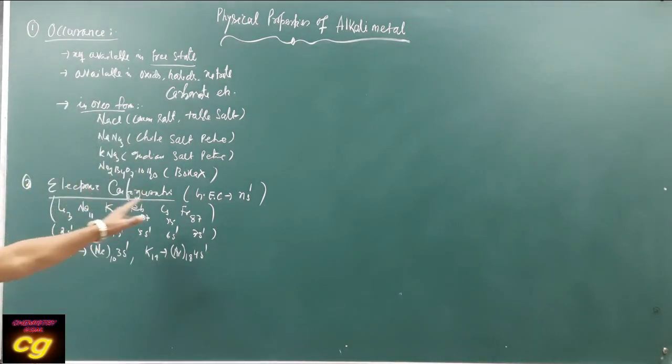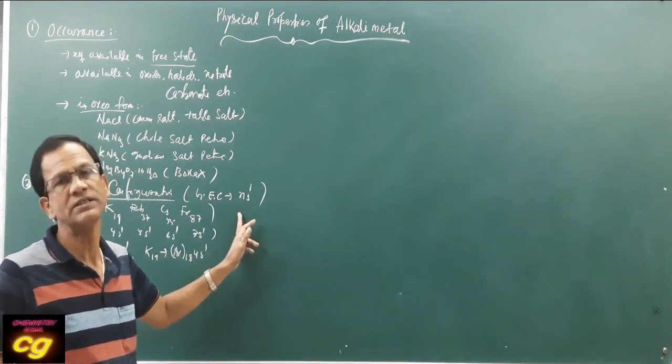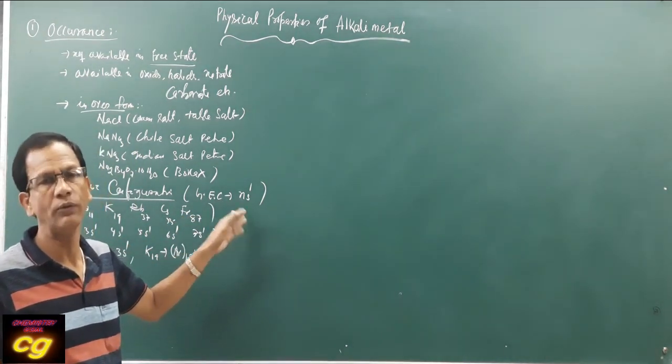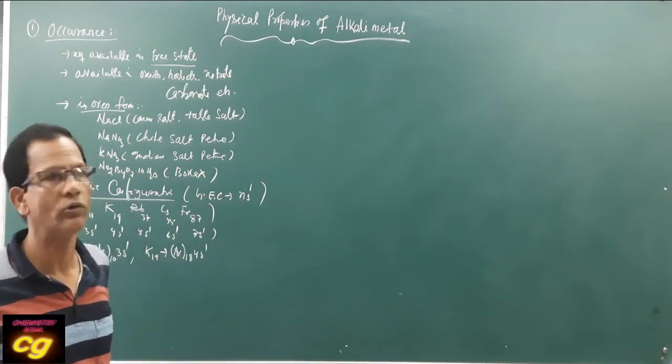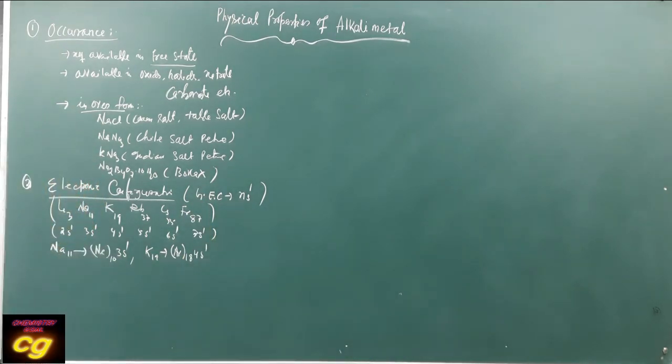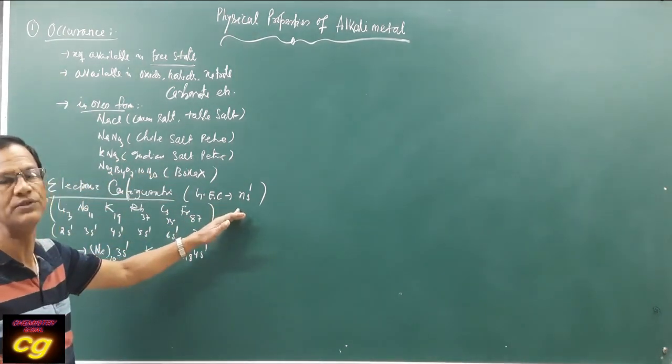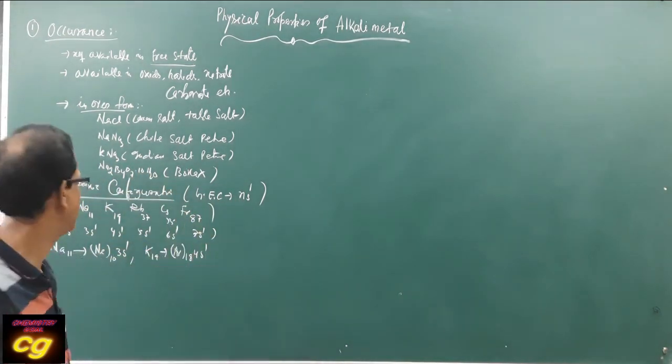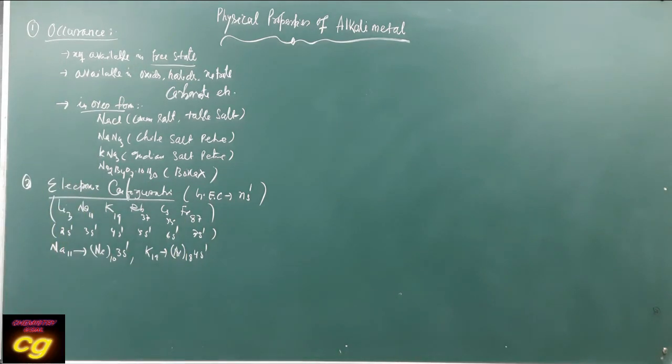They have one electron in their outermost shell, a single electron. So they are monovalent, valency 1, the combining capacity is 1. This is regarding electronic configuration. Then atomic size.